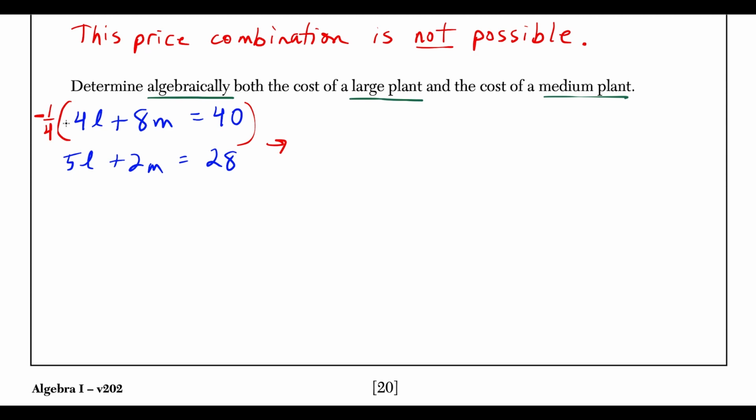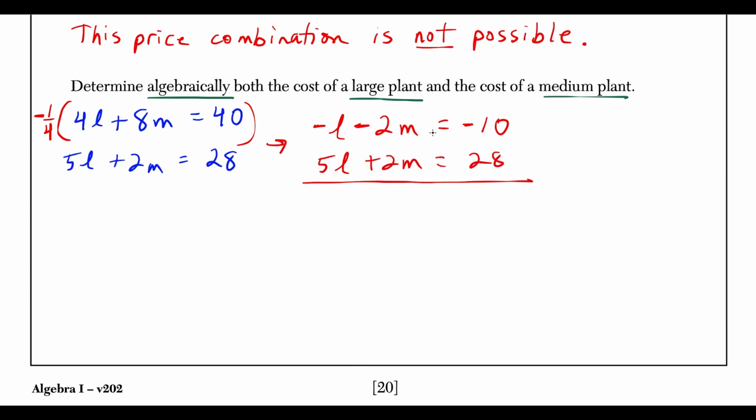This is going to give us -L, because 4 divided by -4 is -1. So I got -1L. And then if I do 8 divided by -4, that's -2, and that's in front of M, equals, and then 40 divided by -4 is -10. So that brings us here, and then we just copy the second line down. We have 5L plus 2M equals 28.